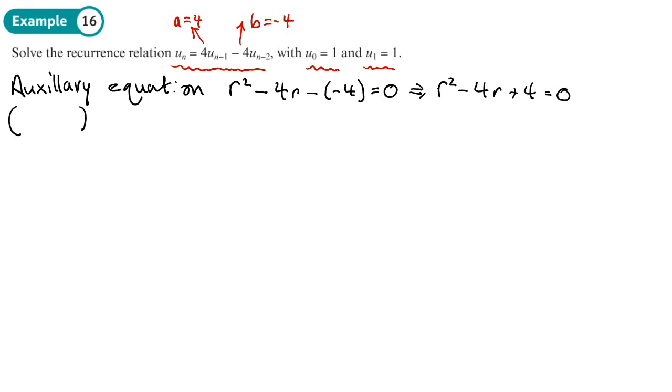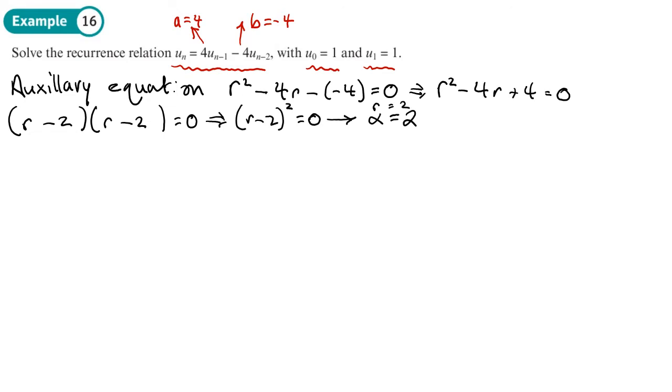So let's see if we can factorize this. So I want plus 4 multiplied to make plus 4 and add to give -4. So -2 and -2, or you could say r minus 2 all squared equals 0. So this has a single root, which we'll call alpha, which is equal to 2. Okay, since r equals 2, alpha is 2.